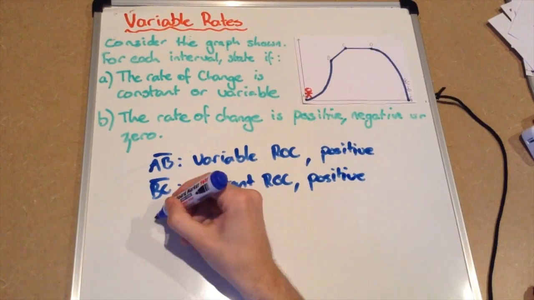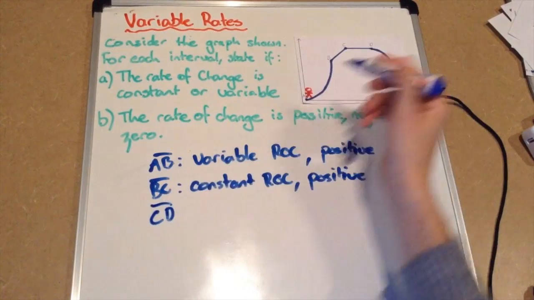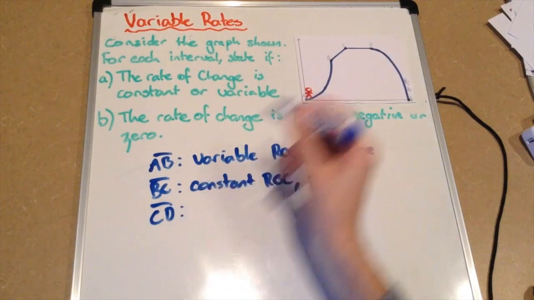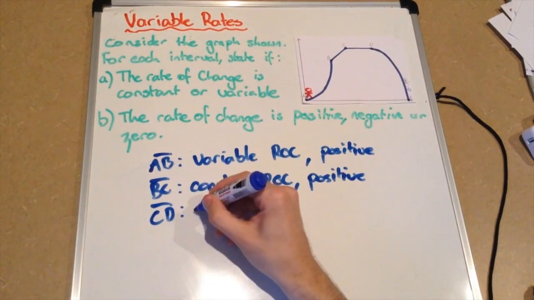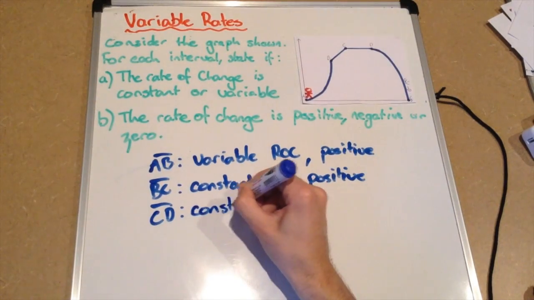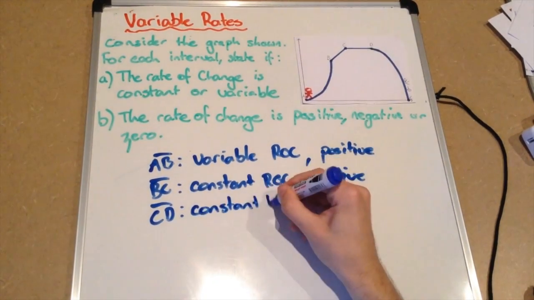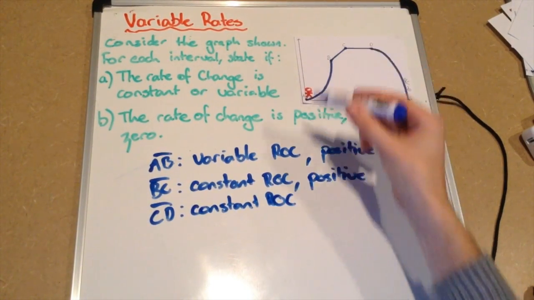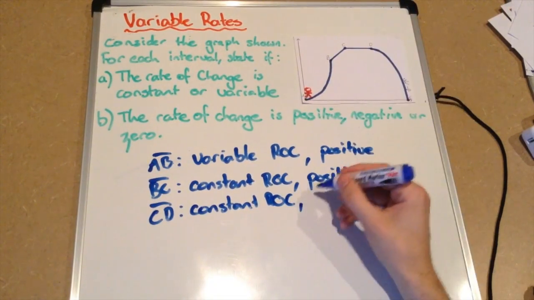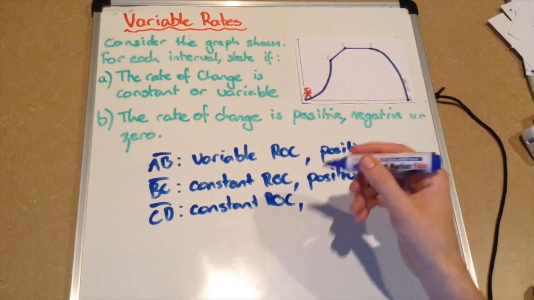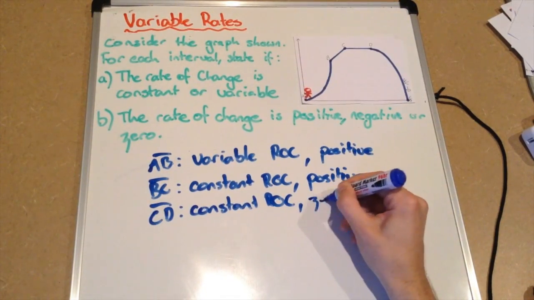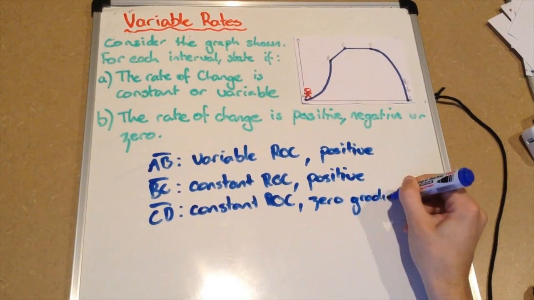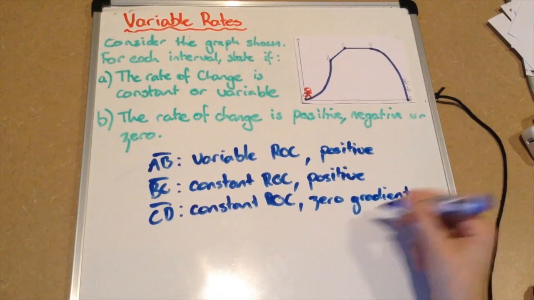Okay, for C to D, we can see once again that it is a straight line. So once again, from C to D, it is a constant rate of change because it is a straight line. Also, because it's a straight line, it's flat, so he's not walking up or downhill, it is a 0 gradient, or a 0 rate of change.